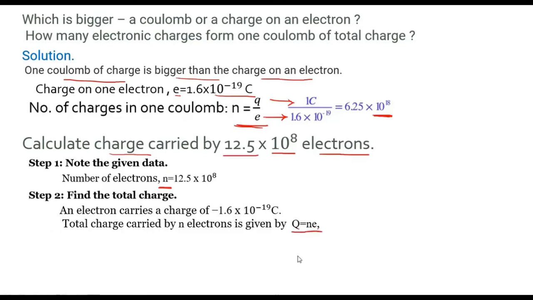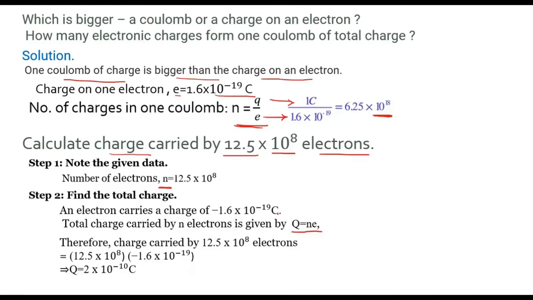Now the value of e is standard, which is 1.6 into 10 to the power minus 19 coulomb. So in this formula, we put the value of N, which is 12.5 into 10 to the power 8, as given, and the standard value of e, which is by default always 1.6 into 10 to the power minus 19 coulomb. On solving this, we get Q equals 2 into 10 to the power minus 10 coulomb. That means the charge carried by this many electrons will be 2 into 10 to the power minus 10 coulomb. This is how you have to present your answer in the given format, so that there will not be any chance of losing marks.